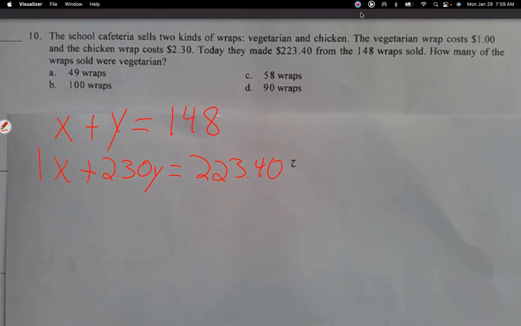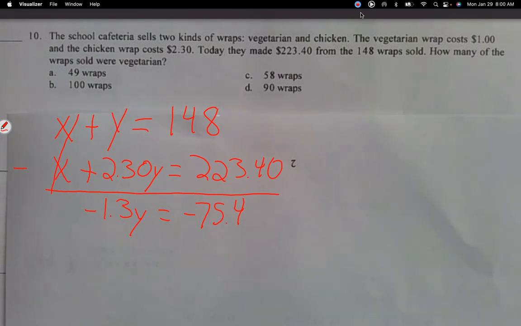You just make your equations, and then we either add or subtract. What do we do on this one? Subtract. So if I subtract the equations, what's X minus X? That goes away. What is 1 minus 2.3? Negative 1.3. And then what is 148 minus 223.40? Negative 75.4.